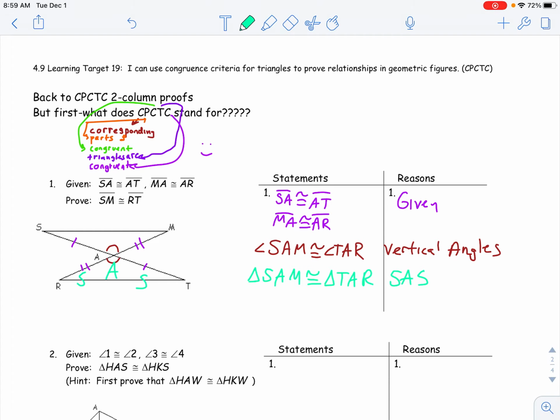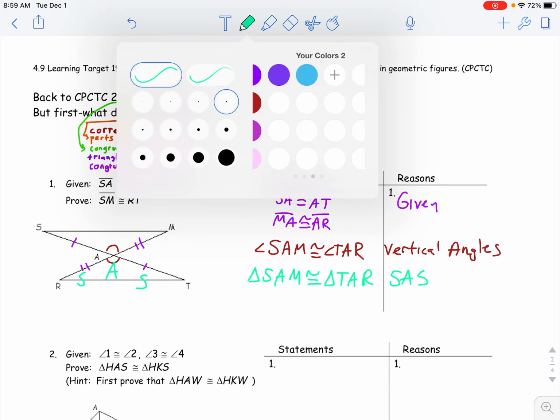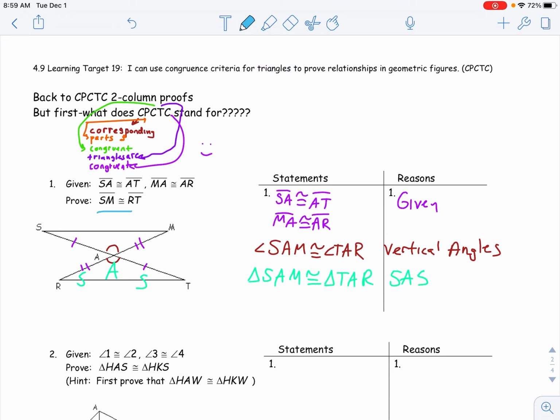I'm kind of stuck. I said triangles are congruent. Well, let's see what my punchline is. This proof is telling me to say SM is congruent to RT. Well, how do I know that these two sides are congruent? Well, they're corresponding parts of congruent triangles, so they are congruent. CPCTC. That's it. Nice.